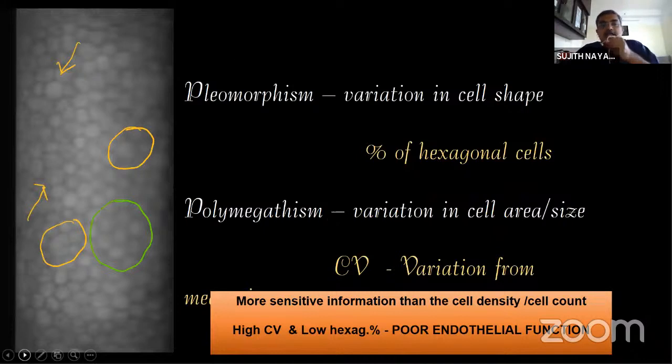So in the quantitative data, two most important characteristics are, one is the CV, that is the coefficient of variation.